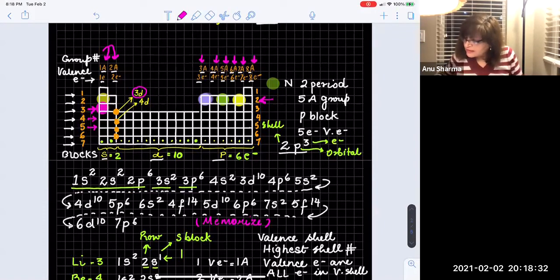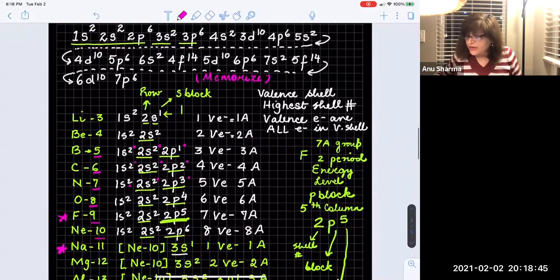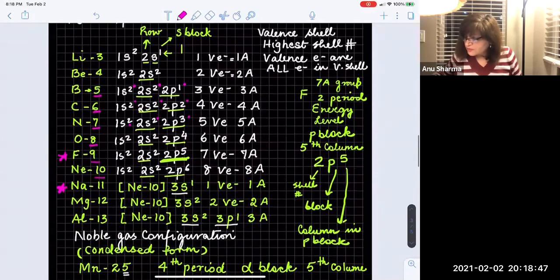So in the case of neon, all of them are going to be P6. The P orbital is going to be all filled up, ending in P6, but fluorine is going to end in P5. That is why it is in the fifth column. Oxygen is going to end in P4. That is why it is in the fourth column. If you look at it with the periodic table, match it with the periodic table.